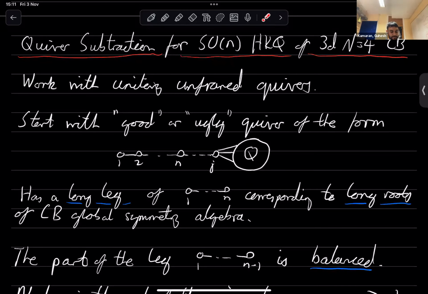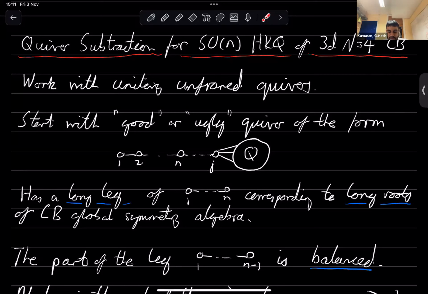Okay. So now I'll try to introduce my quiver subtraction, or our quiver subtraction. I will illustrate more of the rules through examples, so I'll just say some general words about it right now. You have to work with unframed unitary quivers, or at least working with them makes your life easier.